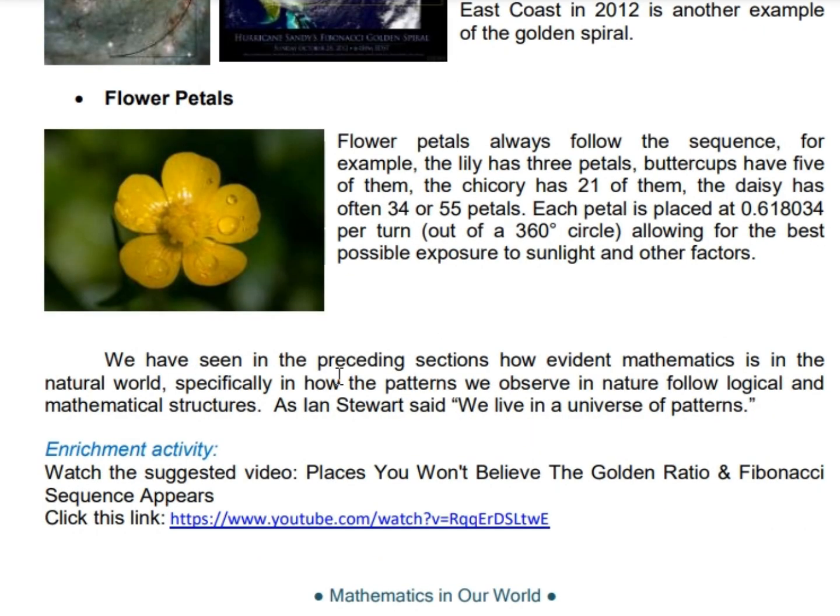So we have seen in the preceding sections how evident mathematics is in the natural world. This means that the world is full of patterns. The world is full of numbers. Therefore, to understand the world, we will use mathematics, specifically in how the patterns we observe in nature follow logical and mathematical structures. As Ian Stewart said, we live in a universe of patterns.